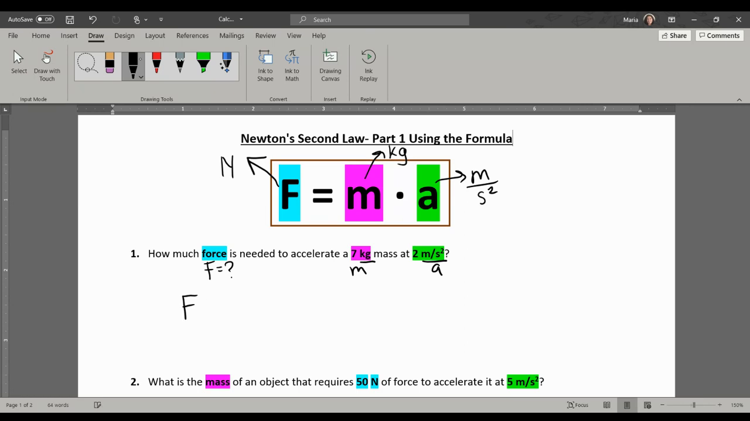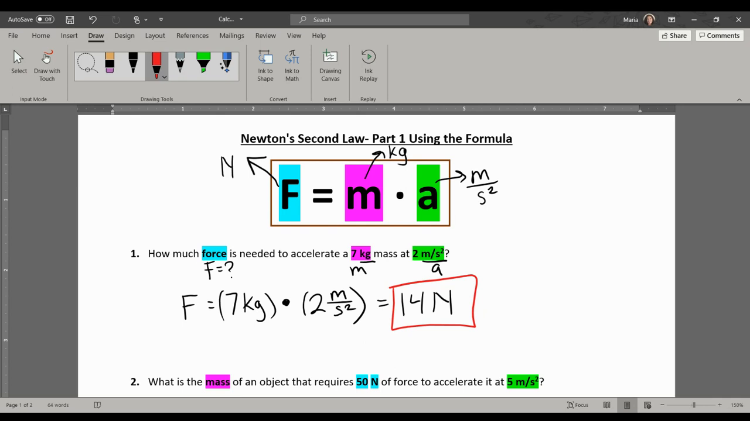I have force is equal to mass, which in this case is 7 kilograms, times 2 meters per second squared. That's our acceleration. Once I plug them into my formula, all I have to do is multiply. 7 times 2 is just 14. And our units for force are always going to be newtons. And that's my answer for question number 1. Pretty easy, right? Let's go through a couple more.